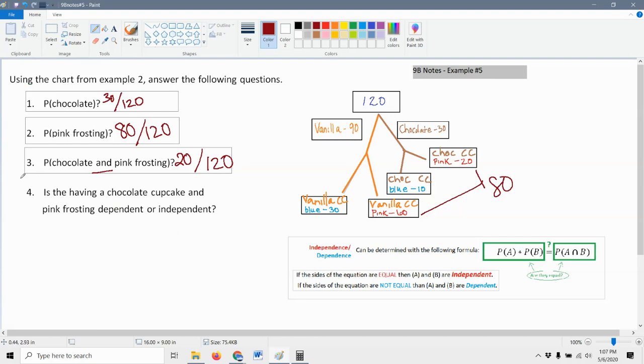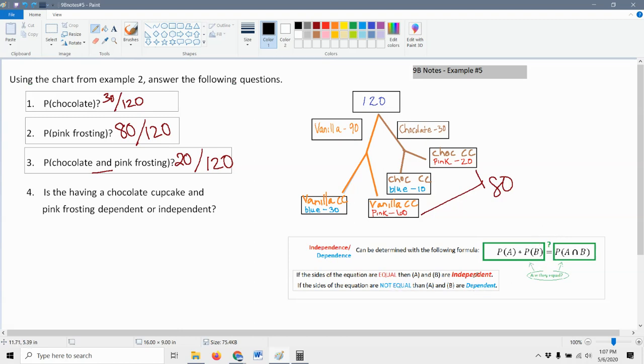All right, well now part number 4 is saying, is having a chocolate cupcake and pink frosting dependent or independent? And whenever we're answering a question like this, we're going to remember that when we're looking for whether or not two different events are dependent or independent, we use the formula. And we always are asking, do the two sides equal? Are they equal? If they're equal, then the two events are independent. If the two sides are not equal, then the two events are dependent.